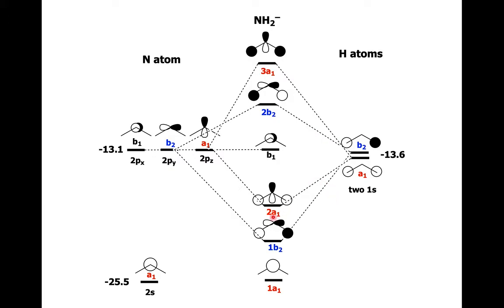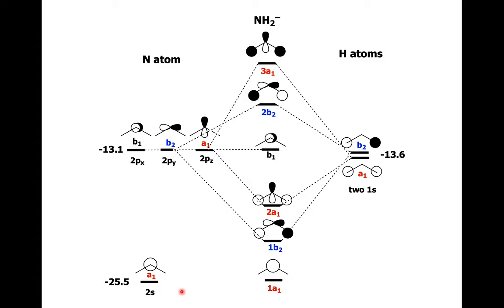With the other A1s, so we have an A1 from the 2pz, and we have an A1 combination of the hydrogen 1s orbitals, we get a bonding and an anti-bonding combination of those. And then what we're left with is the 2px, which has no combination of hydrogens that it matches with, so the B1 simply walks over into the middle of the diagram.